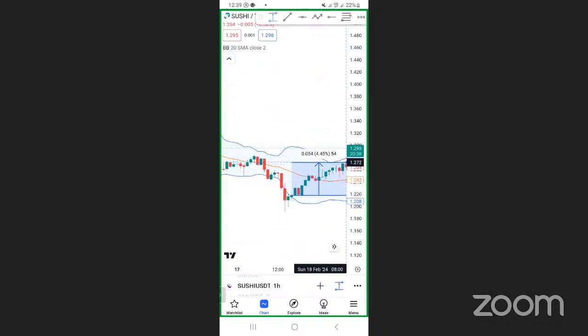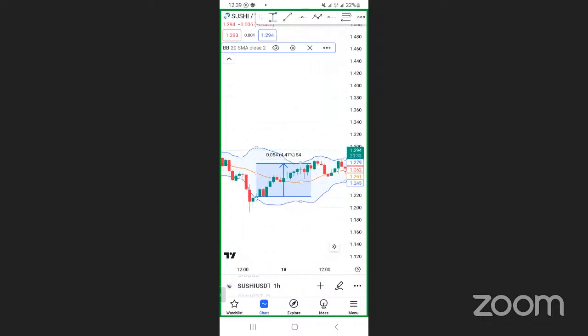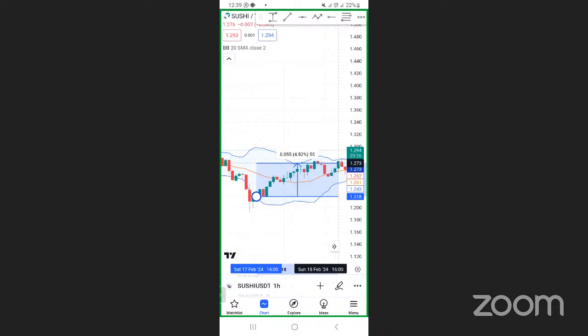But if you could wait as well to visit the upper band, of course, you would take a 4.5%, but it would take how many hours? 1, 2, 3, up to 17. 17 hours. So I prefer taking smaller profits many times. You get it? So in just how many minutes? 1, 2, 3, 4, 5, 6. So that's a good one.